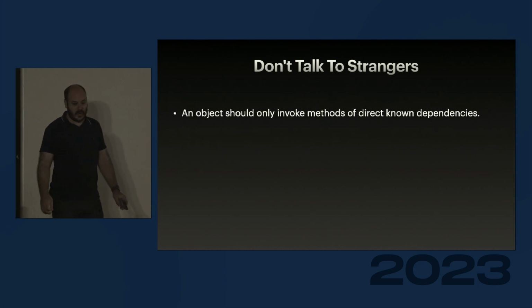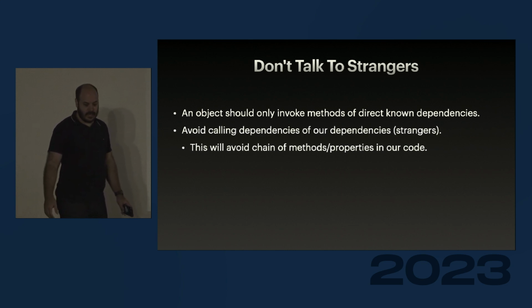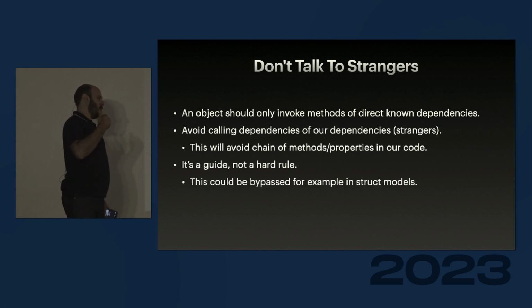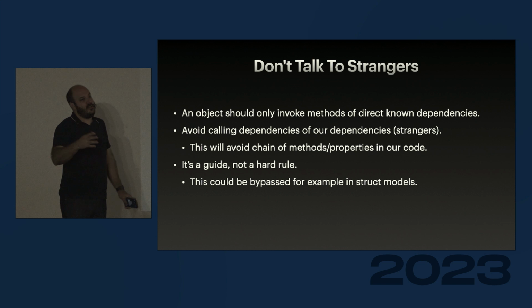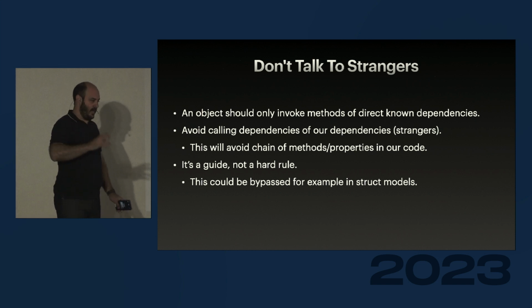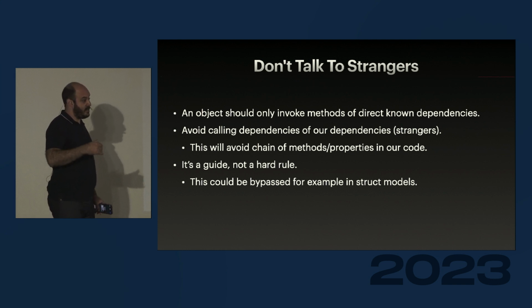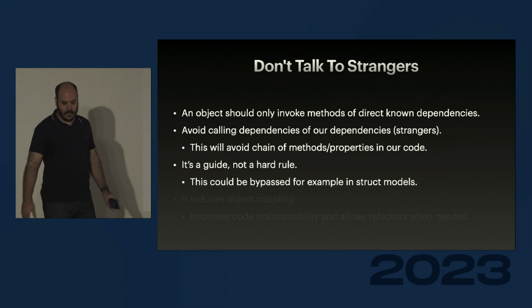Don't talk to strangers is another guidance that I usually give. You should only call methods of the dependencies that you know and not the dependency of your dependency. That will allow faster refactors. It's a guide you can use. Sometimes in a struct or a model you can chain that, but avoiding chaining of methods or properties is a good practice that will increase your capability to refactor, to test, to mock.